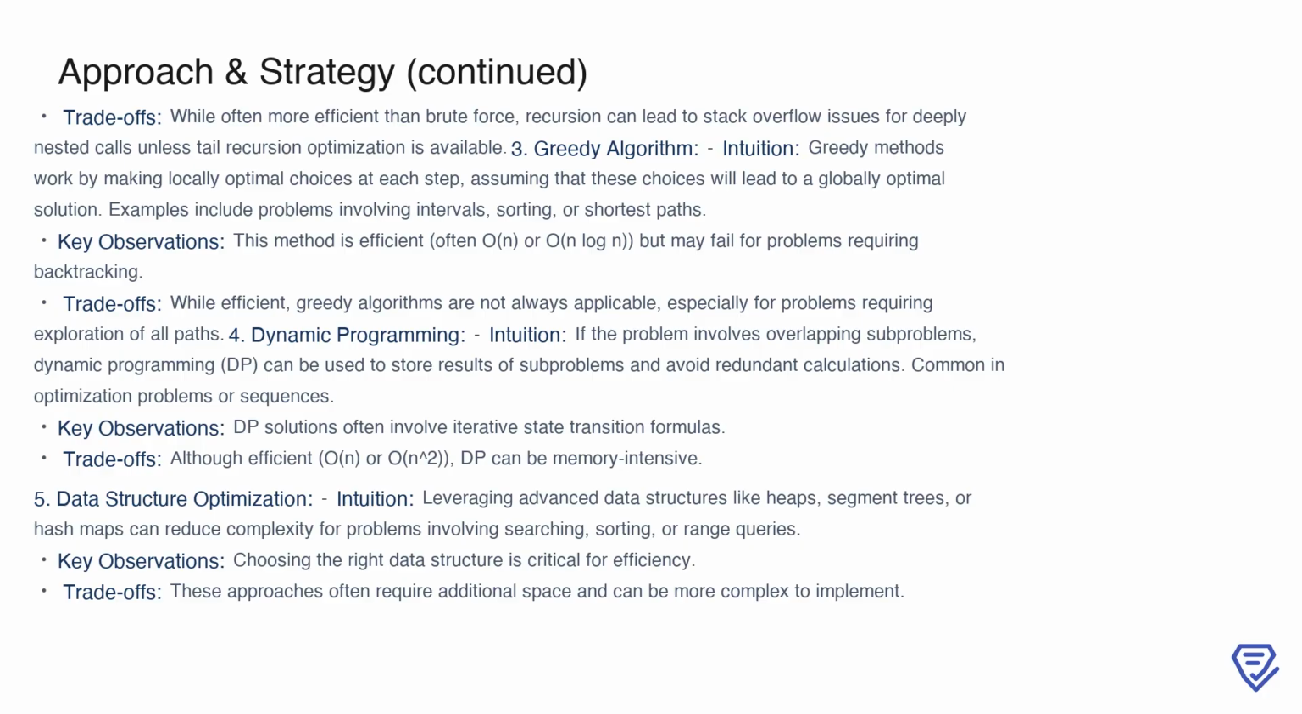Dynamic programming, or DP, is another valuable technique. It's a natural choice for problems with overlapping subproblems and optimal substructure, as it avoids redundant calculations by storing the results of subproblems in memory. DP is highly efficient for many optimization tasks, often reducing complexity to n, or n squared, but it can be memory intensive. Lastly, leveraging advanced data structures like heaps, segment trees, or hash maps can further optimize complex problems. Selecting the right data structure can dramatically improve efficiency, though it may come with added implementation complexity and space requirements.